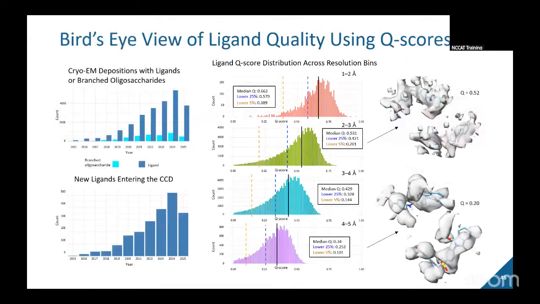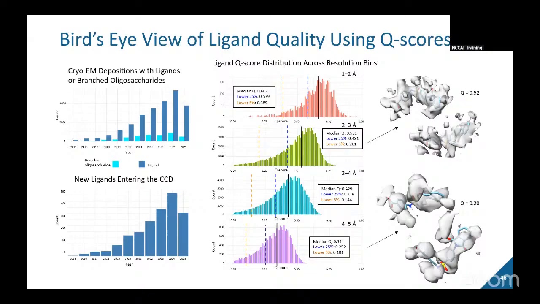So this is the one slide that I think may be helpful. I wanted to include it, and I think you'll find it interesting. This is a bird's eye view of ligand quality. A few things I'll point out. The first thing is that if you go back just 10 years, cryo-EM was rarely used to describe ligands, but you can see that the number of depositions with ligands has now climbed rapidly, and we have many cases where oligosaccharides are modeled. What's interesting as well is that the method is being used increasingly to describe ligands that the PDB has never seen.